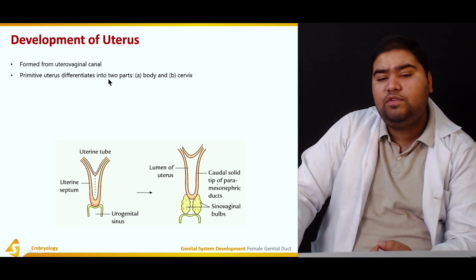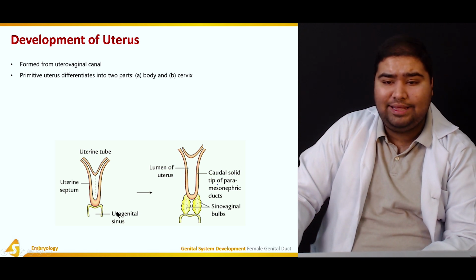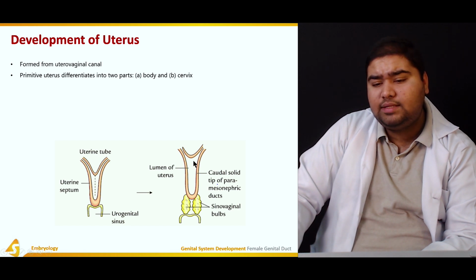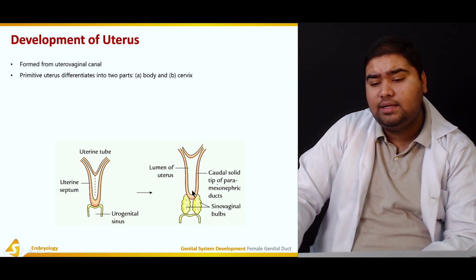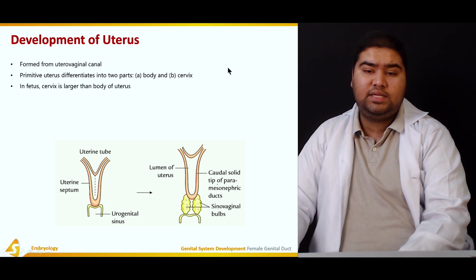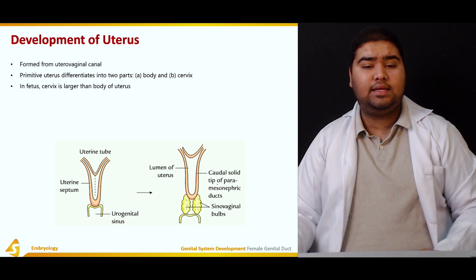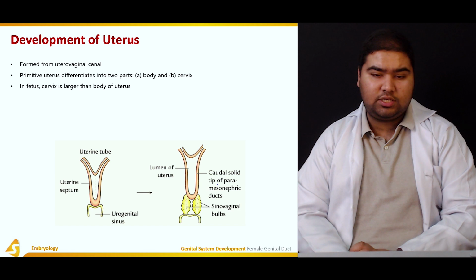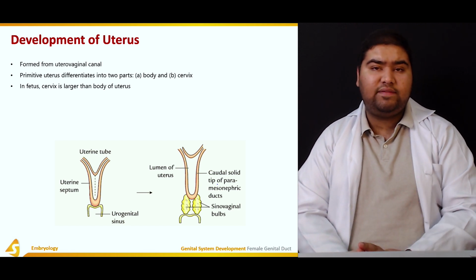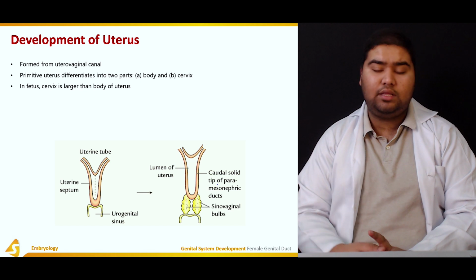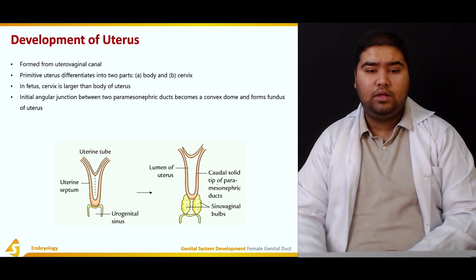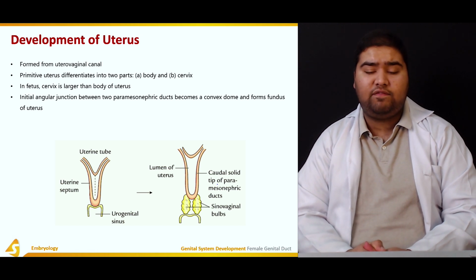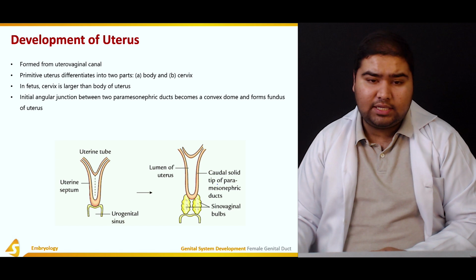The primitive uterus differentiates into two parts: the body and the cervix. The upper part of the uterus is known as the body, and the caudal part is known as the cervix. In fetal life, the cervical portion of the uterus is larger than the body of the uterus itself. So there is an angular junction between the two paramesonephric ducts. This is the angular junction.